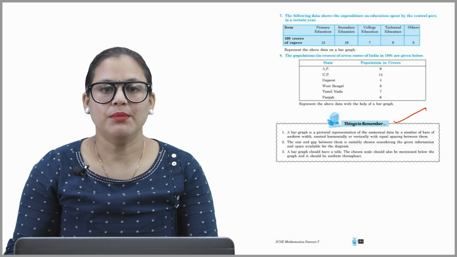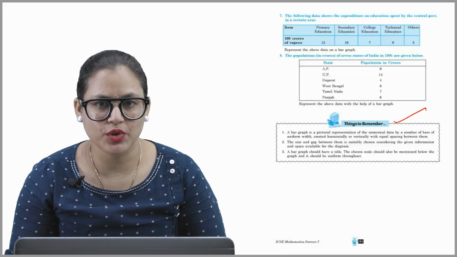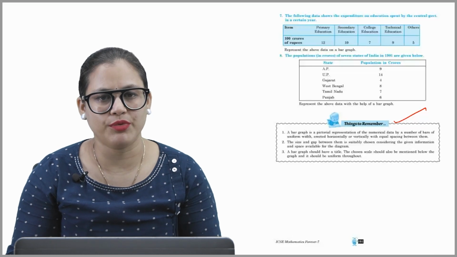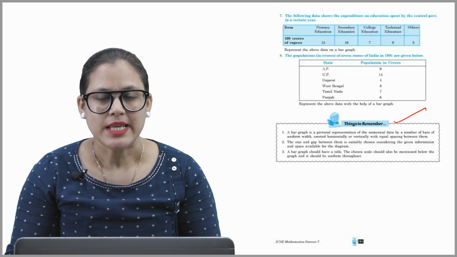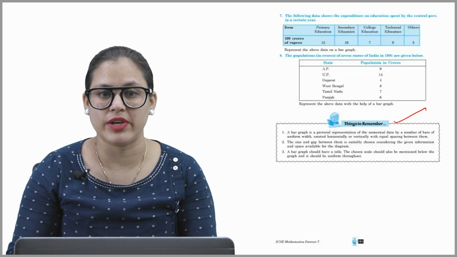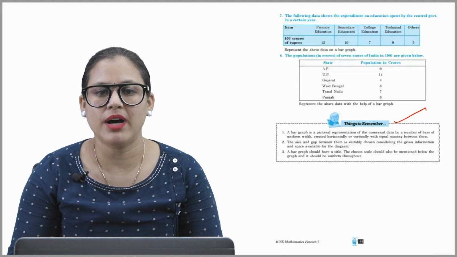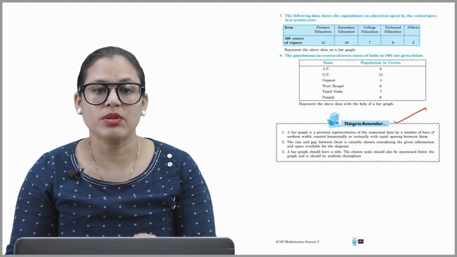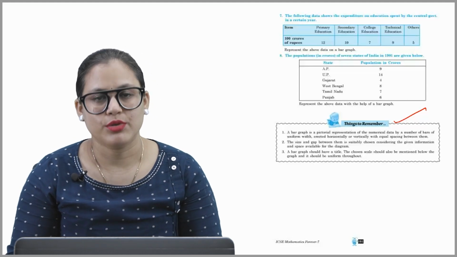Things to remember. 1. A bar graph is a pictorial representation of the numerical data by a number of bars of uniform width erected horizontally or vertically with equal spacing between them. 2. The size and gap between them is suitably chosen considering the given information and space available for the diagram. 3. A bar graph should have a title. 4. The chosen scale should be mentioned below the graph and it should be uniform throughout.